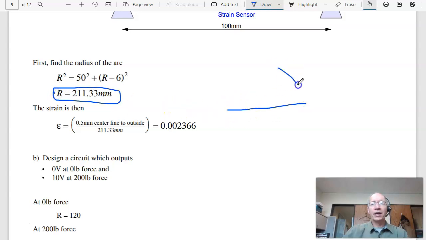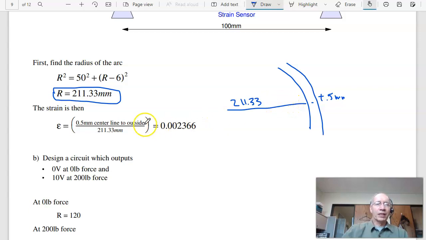So essentially I have concentric circles. The center line is 211.33 millimeters. The outer edge is going to be plus 0.5 millimeters. Inner edge is minus 0.5 millimeters. If the center line is neutral strain, then the outer edge is stretched. The circumference of a circle is pi d. So as the diameter increases, the circumference increases.